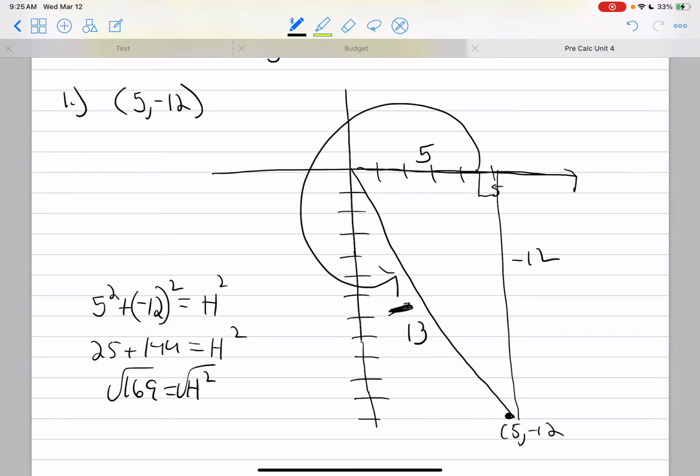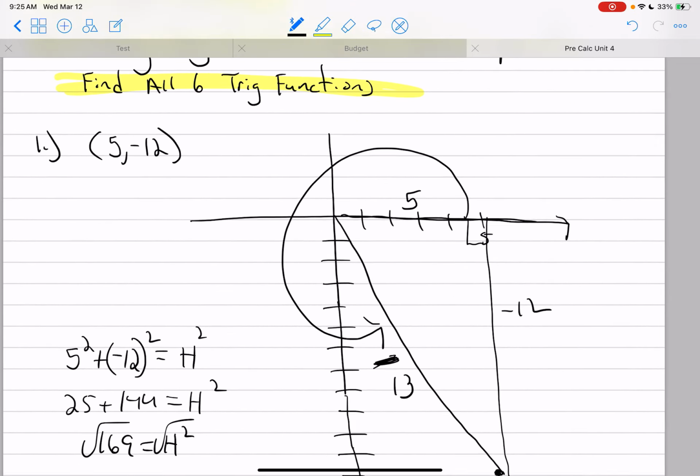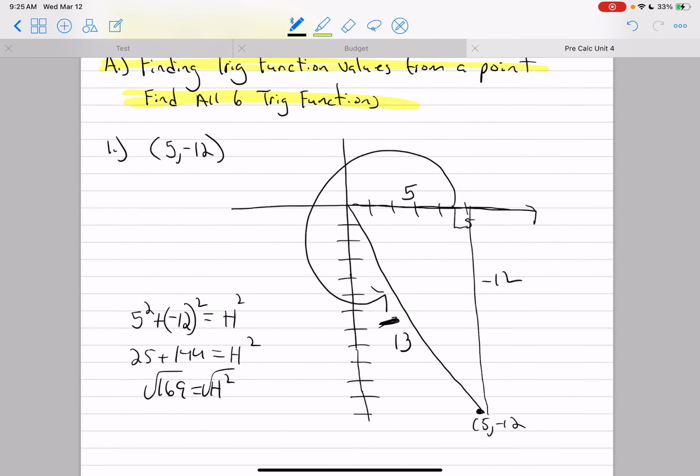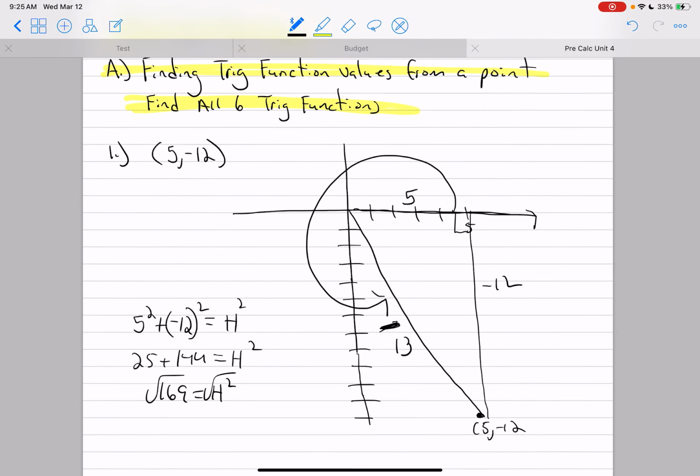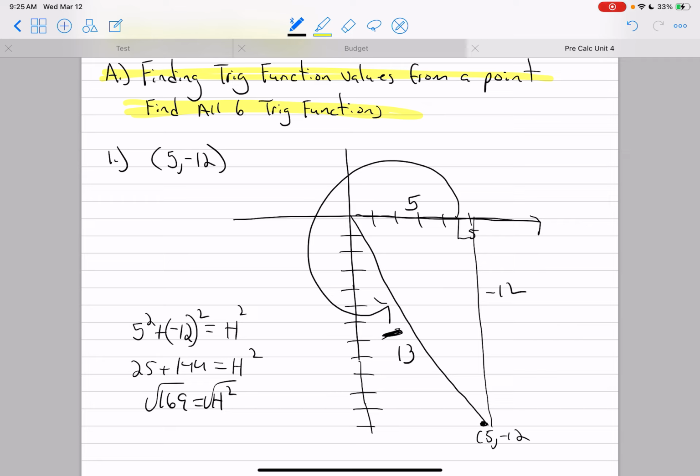So now, what did it ask us to do? Find all 6 trig functions? I think we can do that. So let's see. Let's use SOHCAHTOA. And then let's know this is our angle that we're referring to. So we'll call this theta. So sine says opposite over hypotenuse. So sine is opposite, negative 12 over hypotenuse, 13.